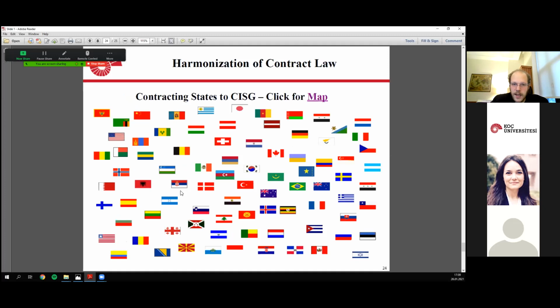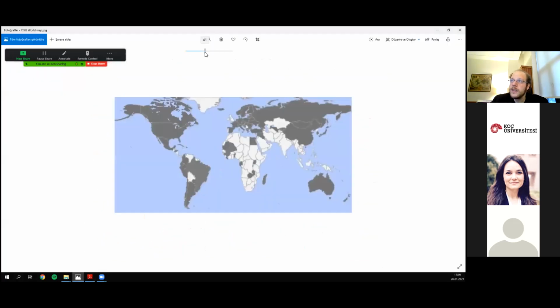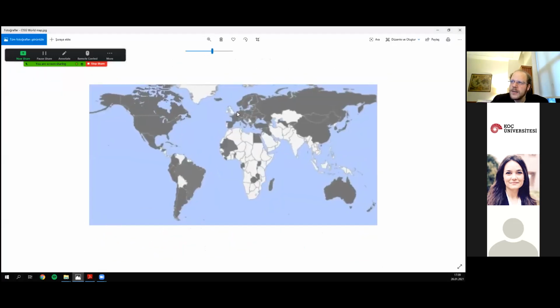The contracting states are mostly the whole world. I mean, not the whole world. Let me show you a map where you can see the coverage of the CISG. This is not very up to date. For example, Portugal has adopted the CISG as well, so this should be gray as well. The gray areas are countries where the CISG has been adopted.